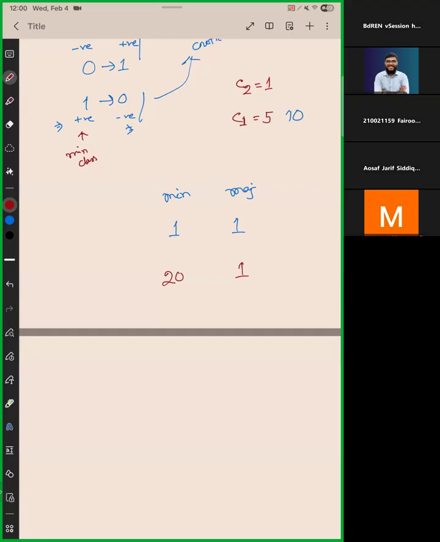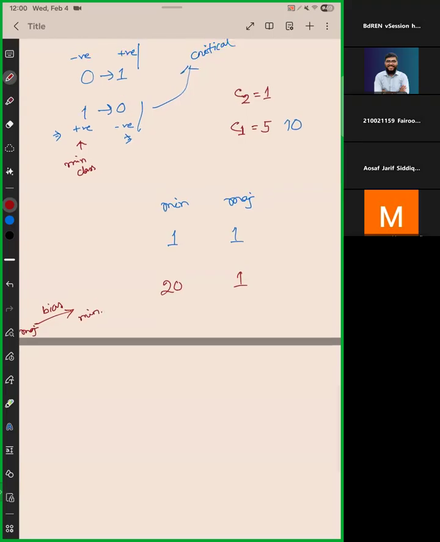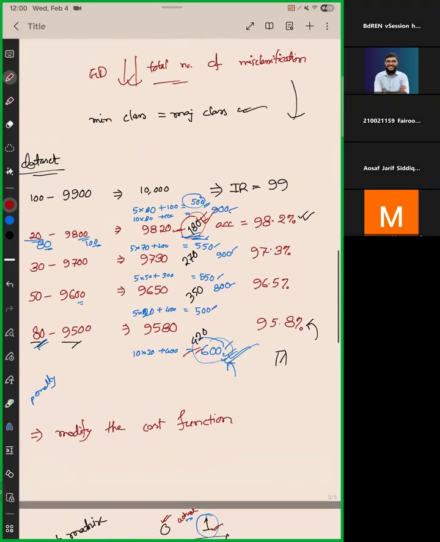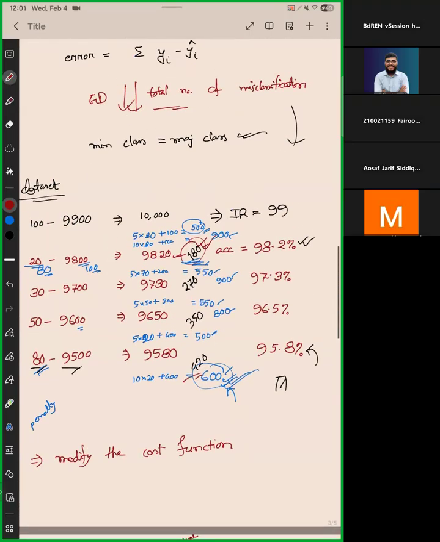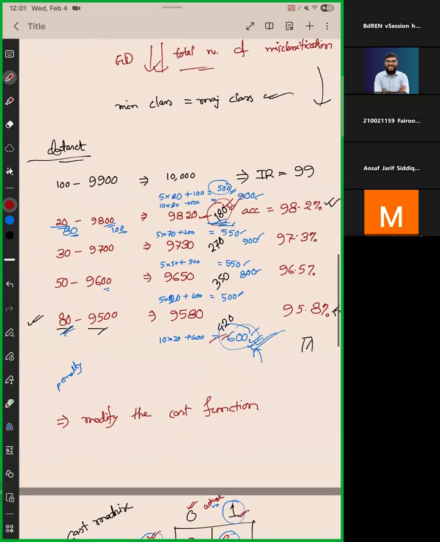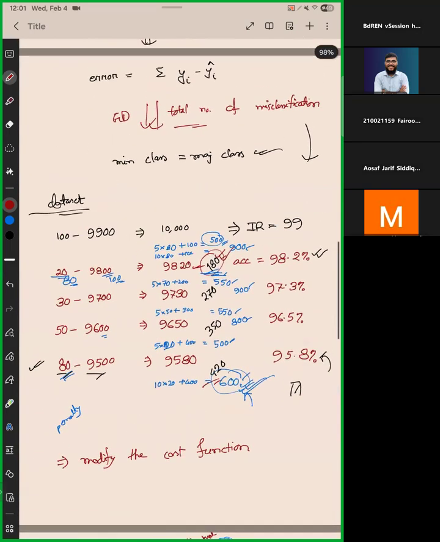This way we are shifting the bias. Originally, the bias was in the majority class. Now, by increasing the weight like this, I am shifting the bias towards the minority class. When you train like this, you are going to get much better results. Are you following? Is the concept clear? Any questions?